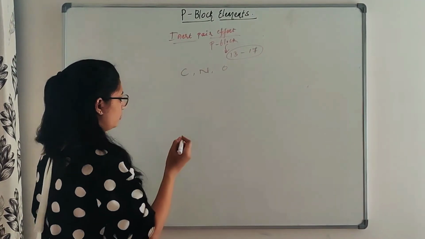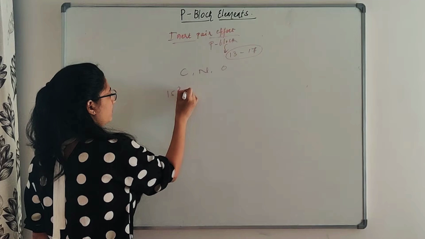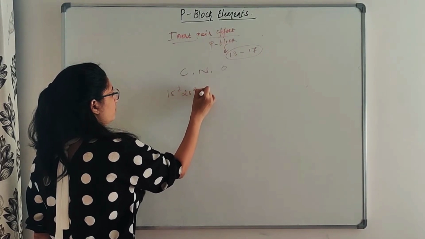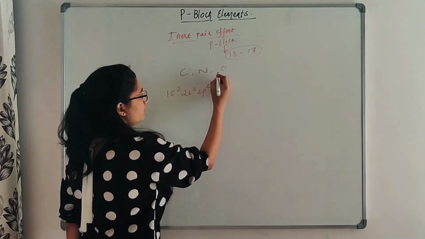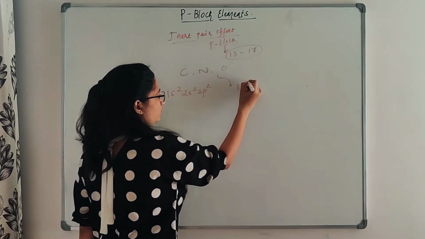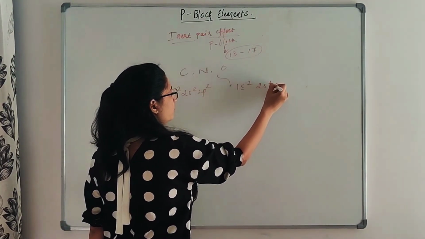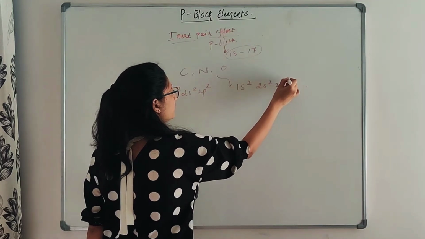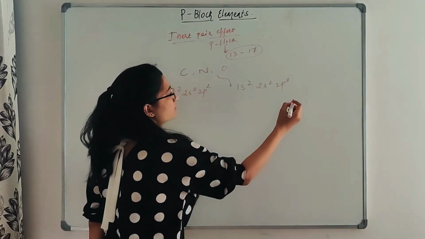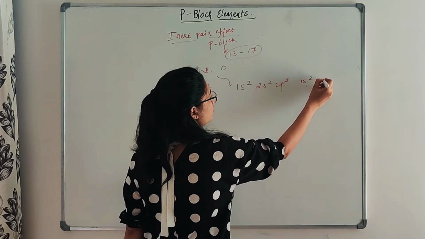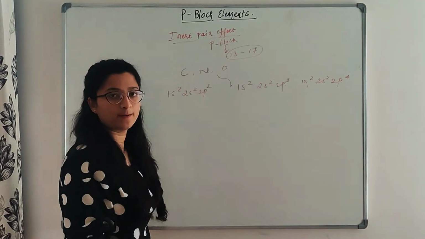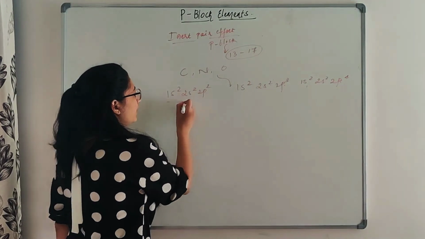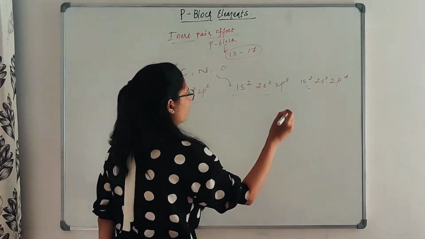When I write the electronic configuration for this: carbon 1s2, 2s2, 2p2; nitrogen, atomic number 7, 1s2, 2s2, 2p3; oxygen 8, 1s2, 2s2, 2p4. Okay, now I have written the electronic configuration for this.